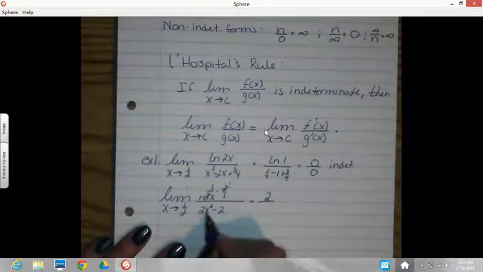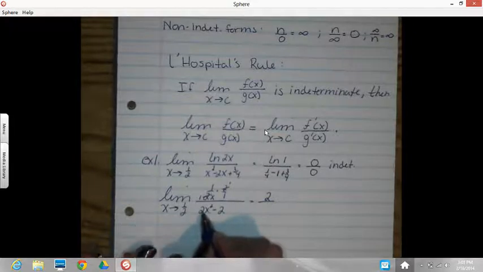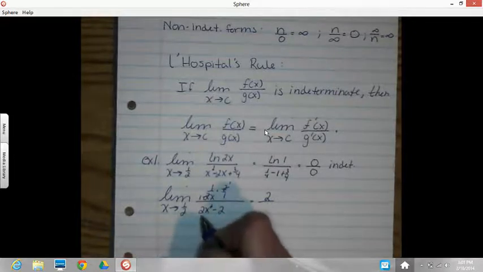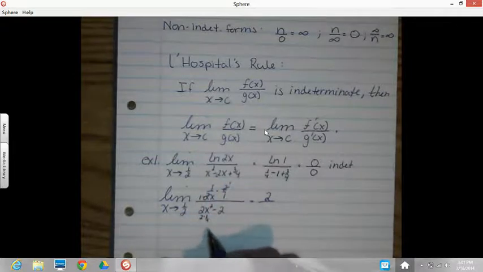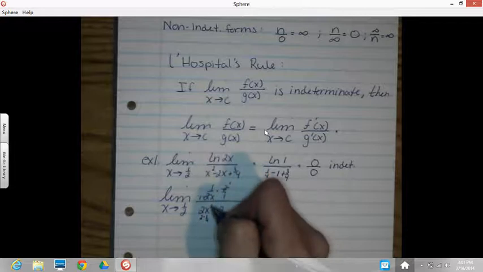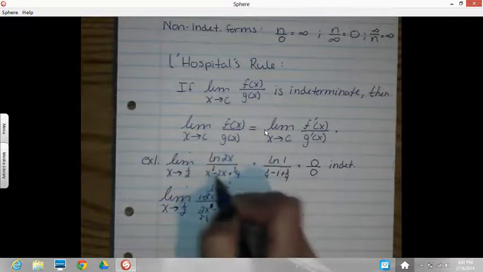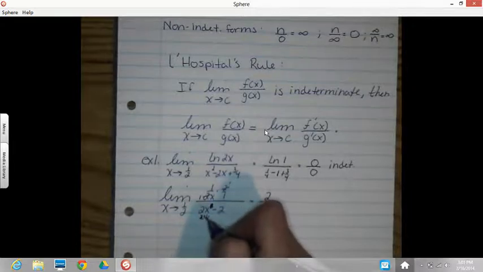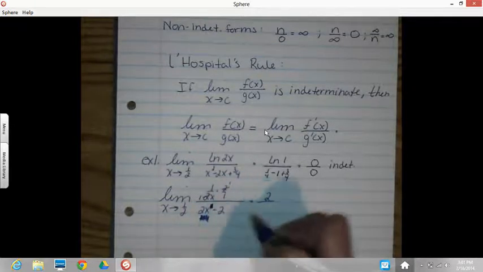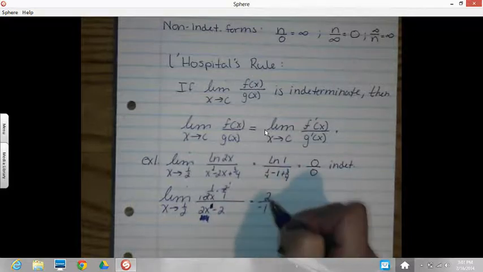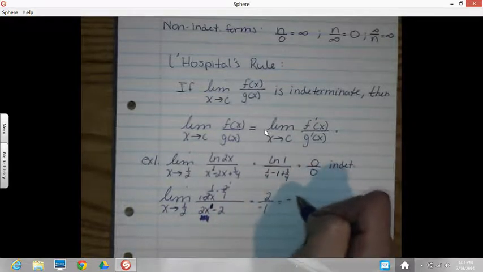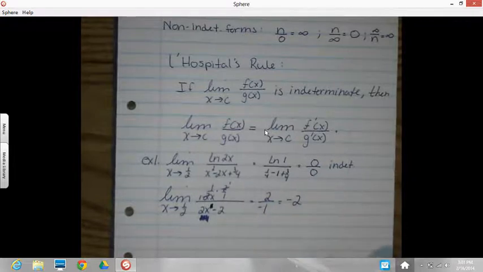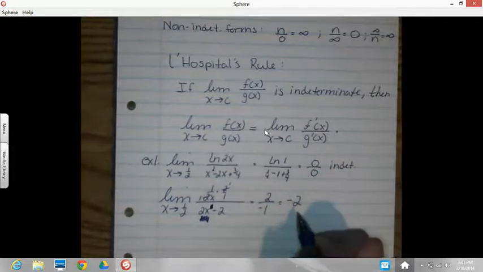Let's see, 1/2 squared is a quarter. 2 times a quarter, let's see, 2 times 1/4. Oh, this was supposed to be x. 2x is the derivative, so 2 times a half is 1. Minus 2 is a negative 1. 2 divided by negative 1 is a negative 2. So this time I did get an answer, not an indeterminate form. And there's my limit.